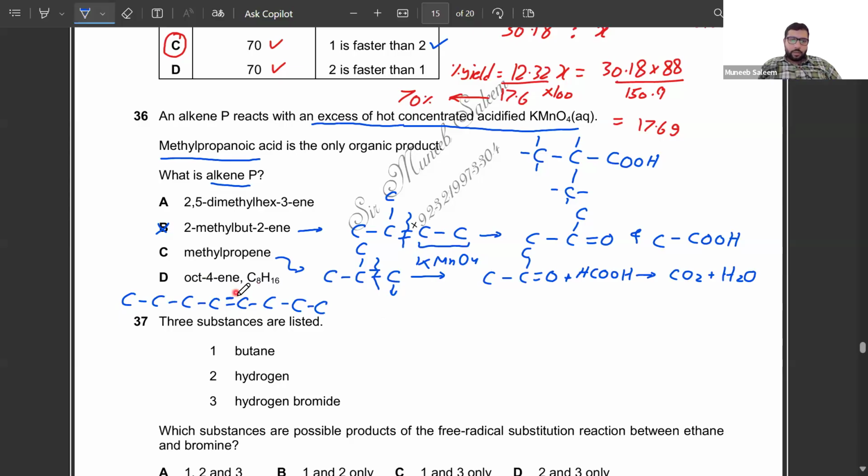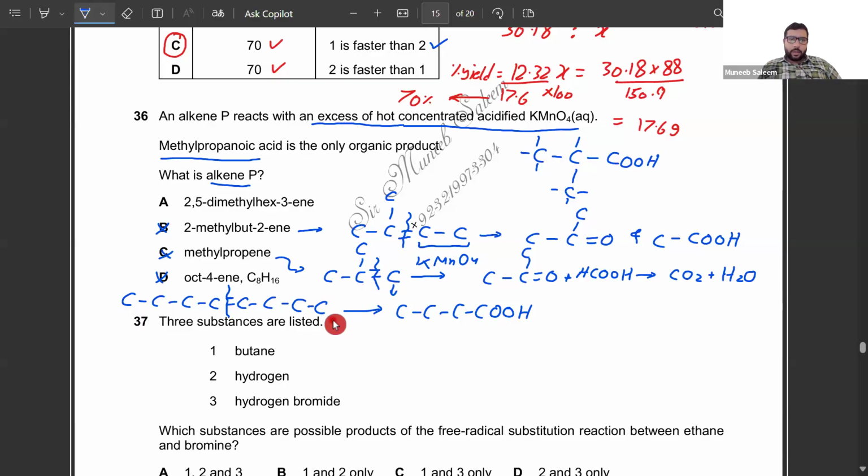Now when KMnO4 reacts on this part, it shall produce 2 similar products, but that will not be the required compound which we require, that is a methyl propanoic acid. Instead, we will get butanoic acids. So as a result of the reaction, we shall get only butanoic acid. So again, D is not the correct answer. C was also not the correct answer.